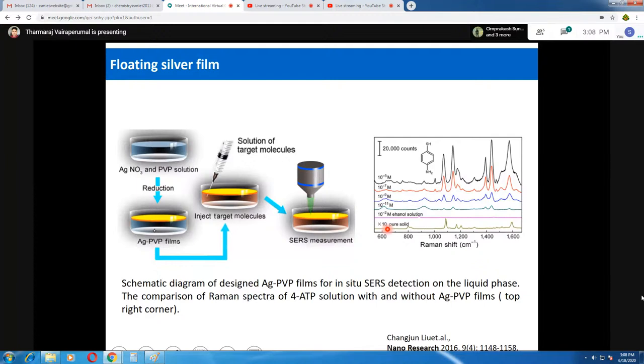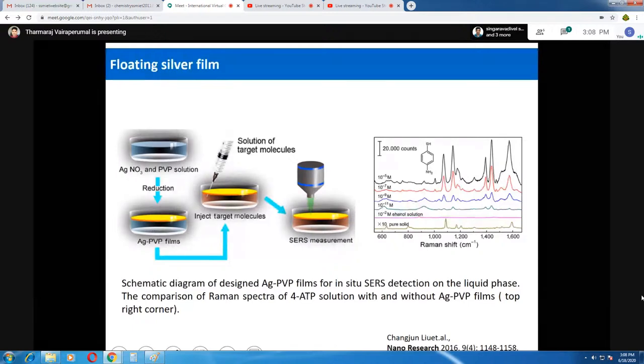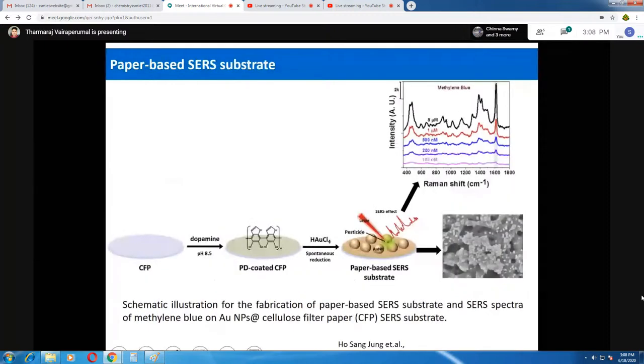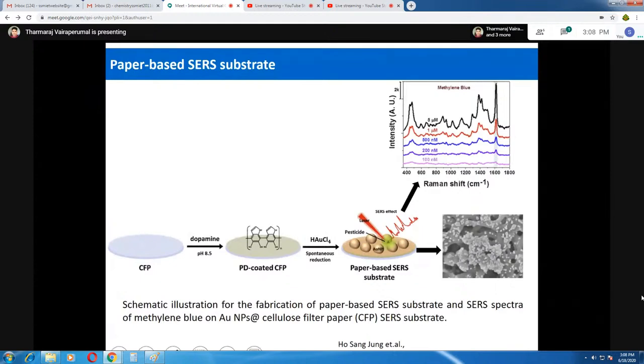More sensitivity for the Raman signals. Here, paper-based sensors. This substrate is a very simple and very effective method for preparation. Cellulose paper can be the base of the substrate, modified with cellulose filter paper, and then the gold nanoparticles are on the filter paper surface.